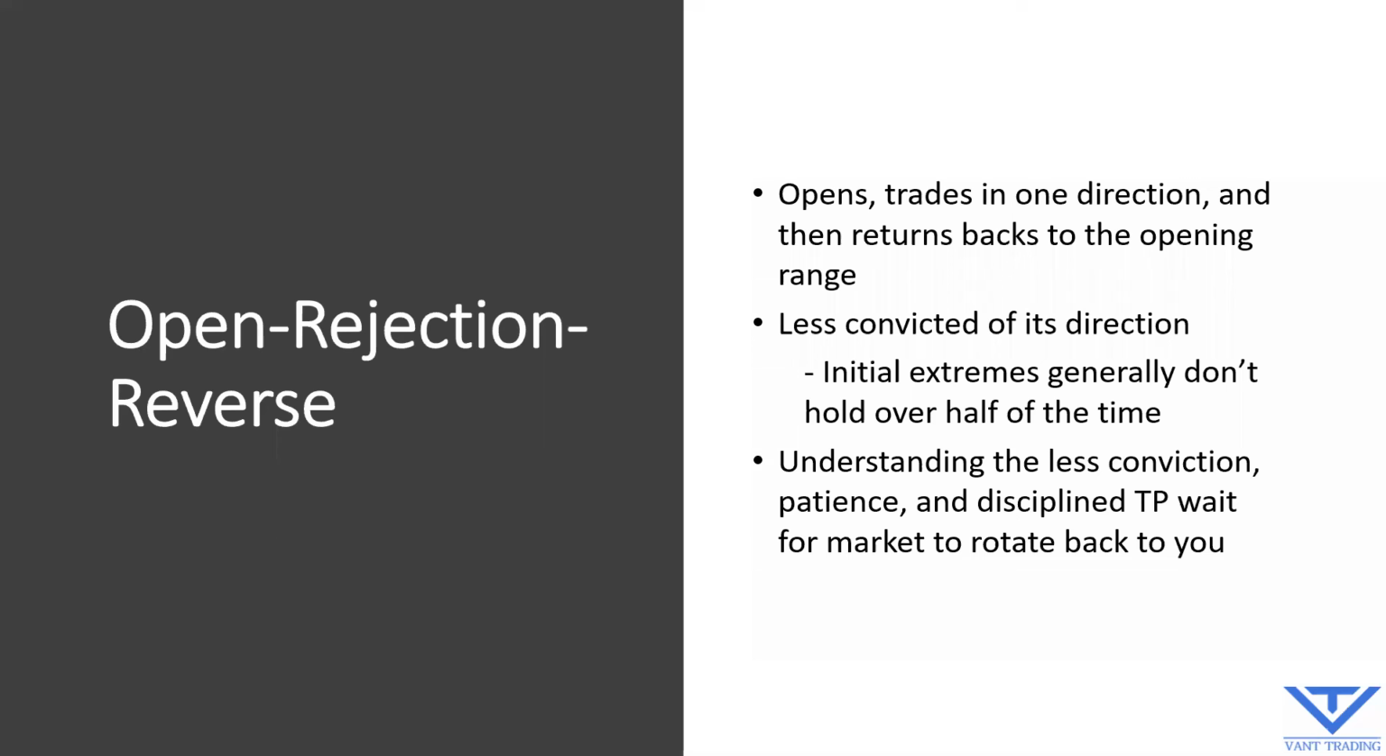Now, you also have what's called an open rejection reverse. That's where the open happens, trades in one direction, then returns back through the opening range. Again, there's less conviction in its direction. Initial extremes generally don't hold over half of the time in an open rejection reverse. Understanding that there's less conviction, patience and discipline will wait for the market to rotate back to you.